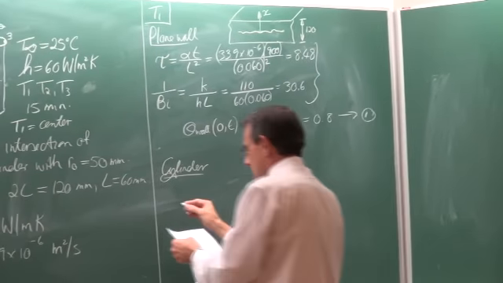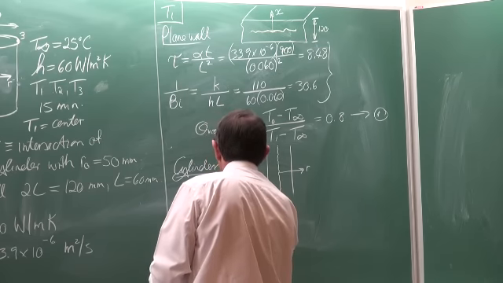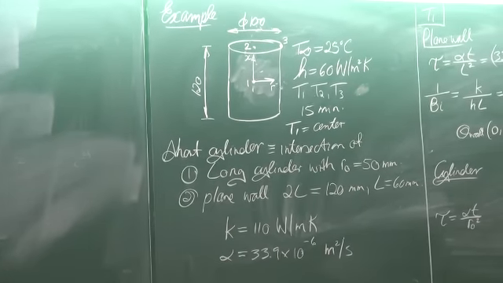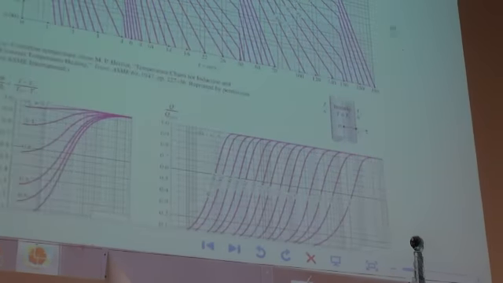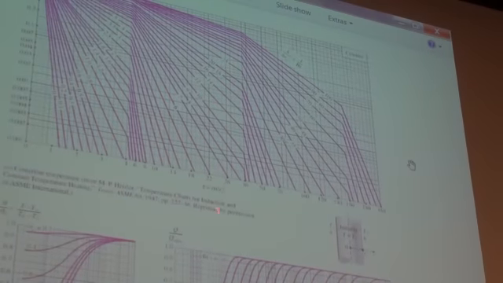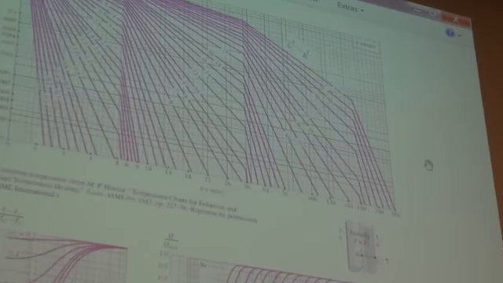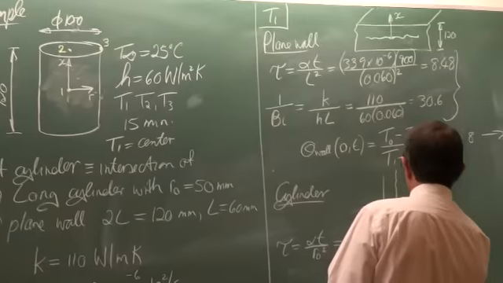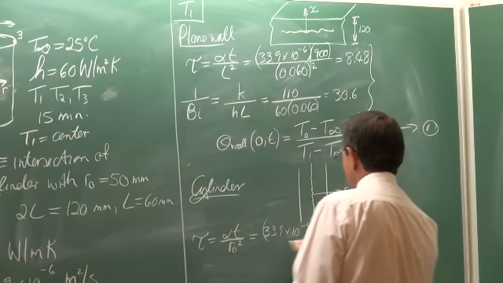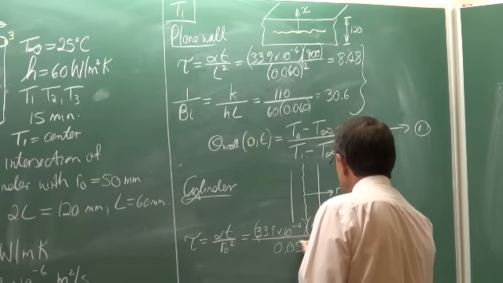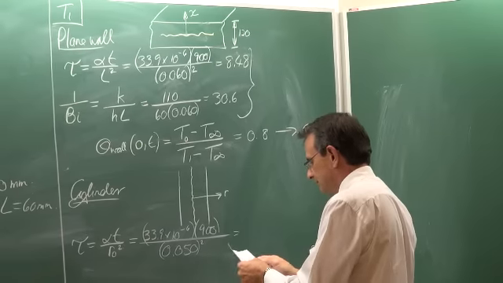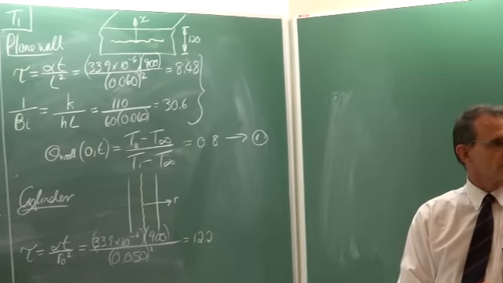Okay. So the non-dimensionalized time is equal to alpha t divided by R0 squared. Where do I get it? From the Heisler charts. Don't need to remember it. If you just look at the Heisler chart, there at the bottom you can see the non-dimensionalized time is alpha t divided by R0 squared. Alpha is equal to 33.9 multiplied by 10 to the minus 6. The time is 900 seconds. R is 50 millimeters, so it is 0.050 squared, and the result is a non-dimensionalized time of 12.2.